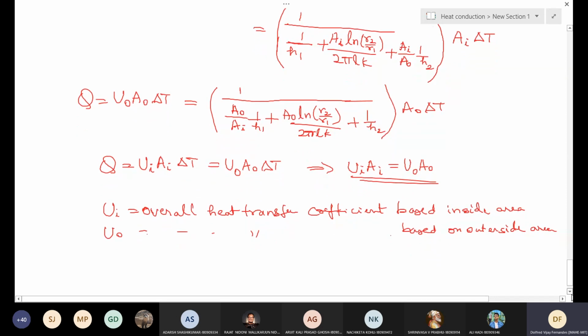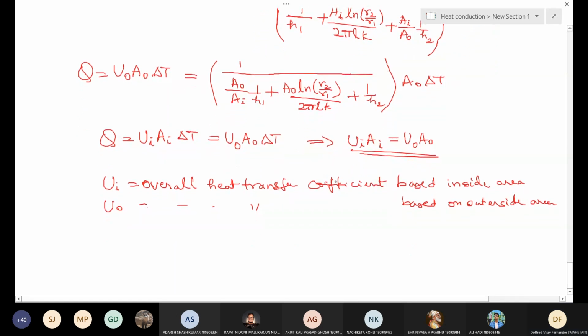So similarly, you can do it for the spherical wall. But we don't have many applications of that. But this is very useful in the design of heat exchangers. So in heat exchanger analysis, we use this.